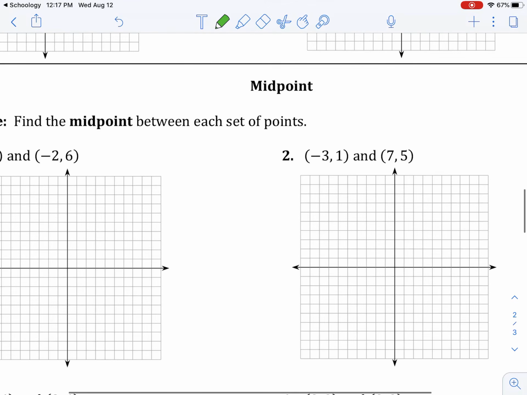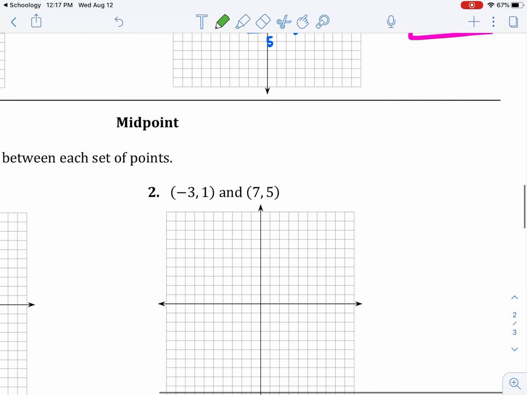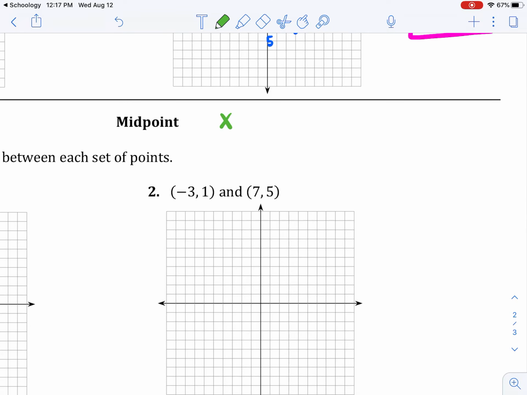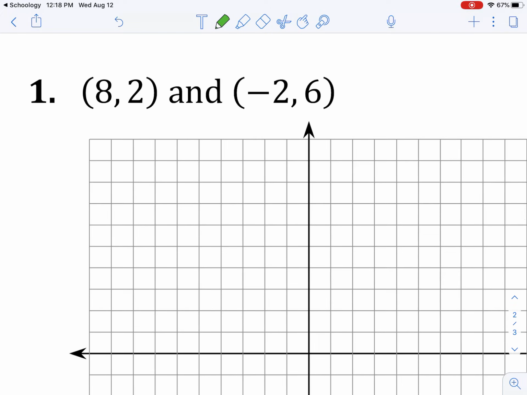So if I want to find the middle of these 2 points right here, what I'm going to do is I'm going to take the x's and I'm going to add them and divide by 2, and then do the same thing with the y's. Okay, so the formula is technically x1 plus x2 divided by 2, and then you do the same thing with your y's. y1 plus y2 divided by 2, okay? But I don't write down the formula every single time. I just say what I'm going to do, okay?